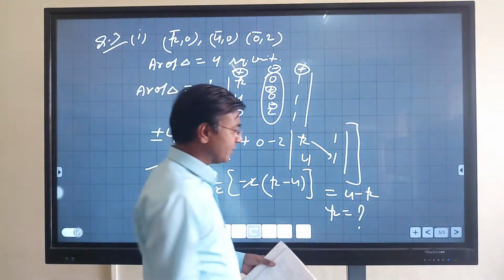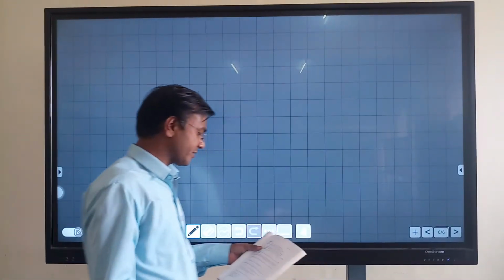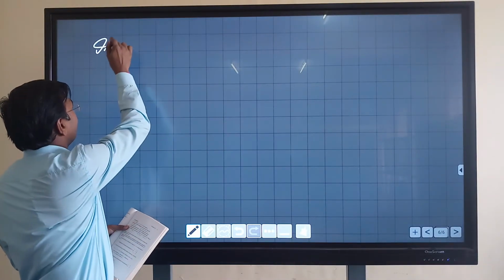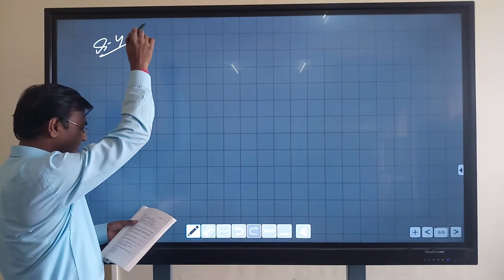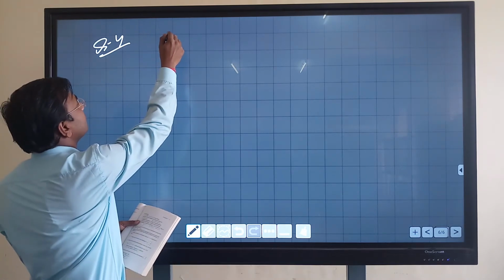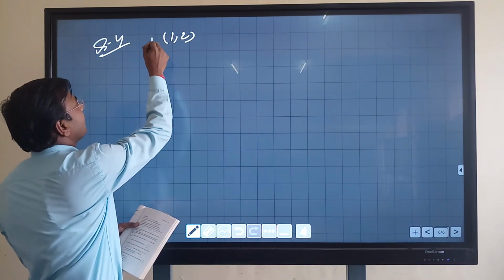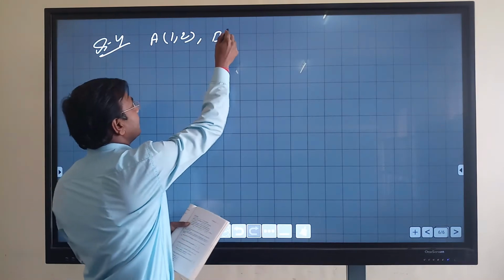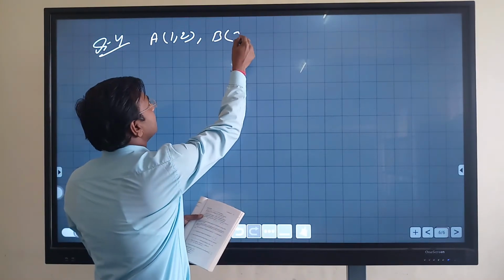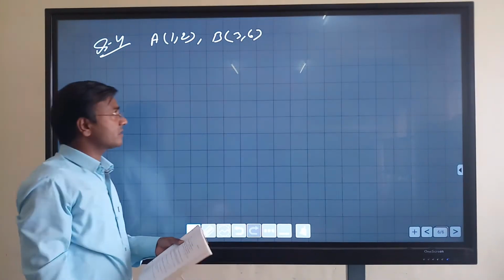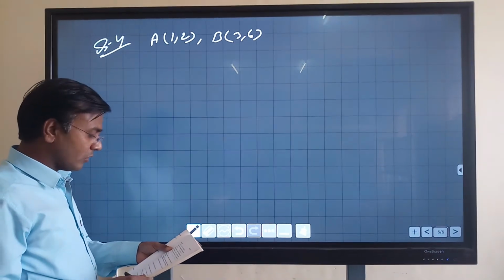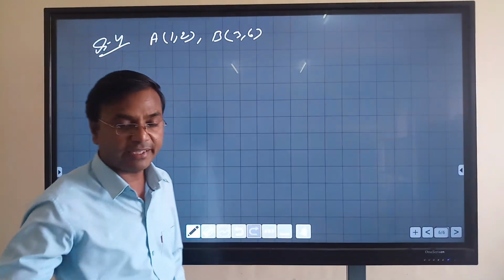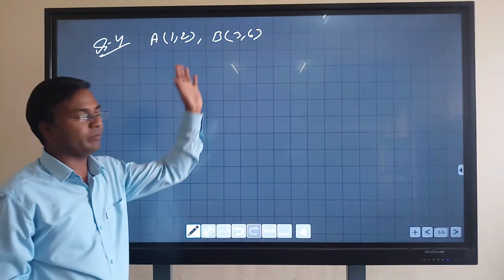Now one more question of a different type we are discussing. Question number 4, related to straight line. So this time we are given the points A and B, 3, 6, right? We have to find the equation of the line joining the point A to B.